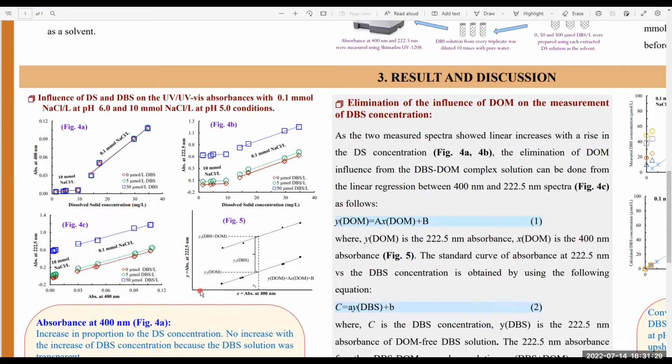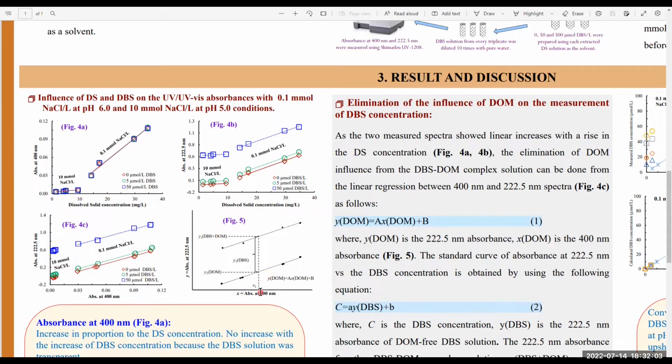In figure 5, we keep the x-axis as the 400 nanometer absorbance, and similar to figure 4c, here we also keep the absorbance at 2 to 2.5 nanometer on the y-axis. So what we see here is, if we plot the DVS-free, DOM-only solution, it will be like this line. And if we plot the absorbance of the DVS-DOM complex solution, it will go through like this line.